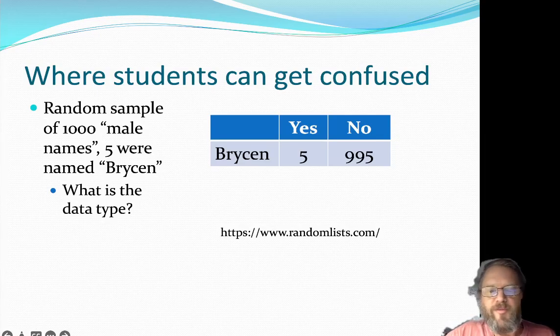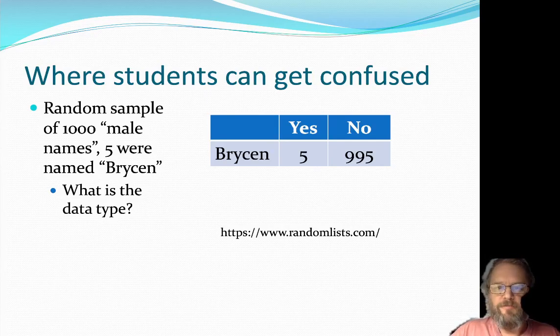So this is an example. I went to randomlists.com and said, why don't you grab 1,000 male names and then count up the most frequent one that showed up randomly. And so this round, Bryson came up 5 times out of 1,000, and that was the most numerous. So I would report it as 5 yes and 995 no. But the point is, what's the data type? Categorical, binomial, because it's yes, no. Okay.